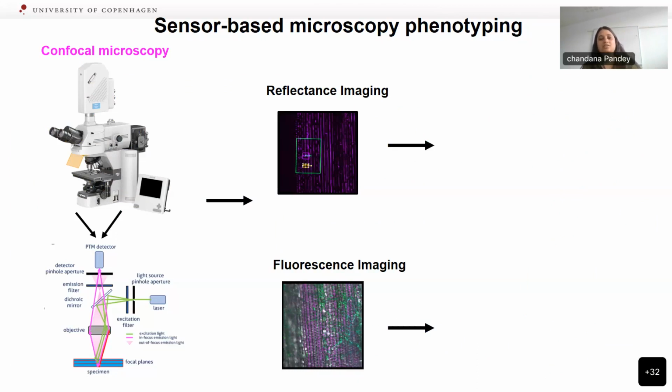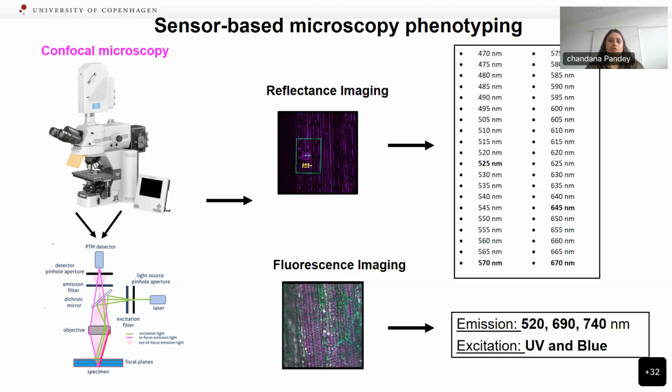Can we see the same kind of result, or can we mimic the result, or how efficient is it to work with the microscopy targeting particular reflectance or fluorescent wavelengths? So for this study, I targeted these different reflectance wavelengths and also the fluorescence, that is the emission spectra, 520, 690 and 740, exactly the same as what we have in the phenolab.